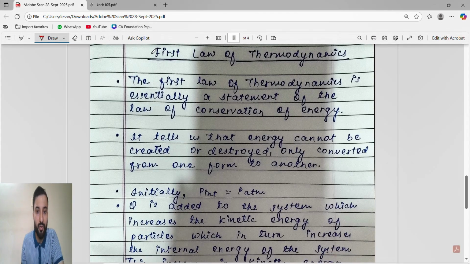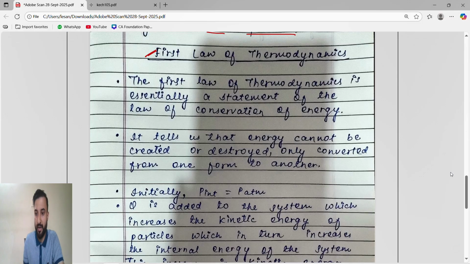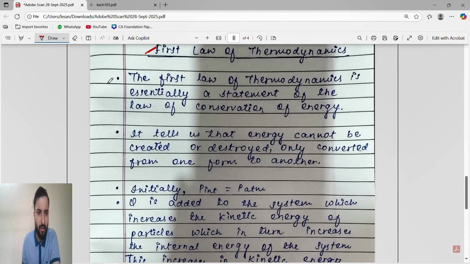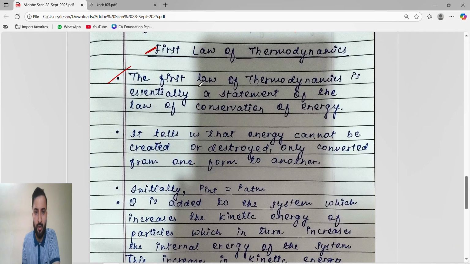Now we will come to the first law of thermodynamics. Don't write anything, just understand. This is a very easy thing, guys. Write the heading first law of thermodynamics and write down this first point. The first law of thermodynamics is essentially a statement of the law of conservation of energy. Understand one thing, guys: the first law of thermodynamics is not the law of conservation of heat or of work or of mass. No, it is the law of conservation of energy.